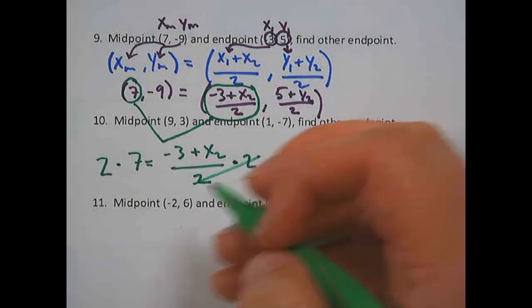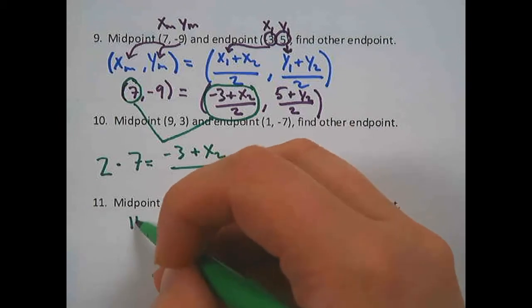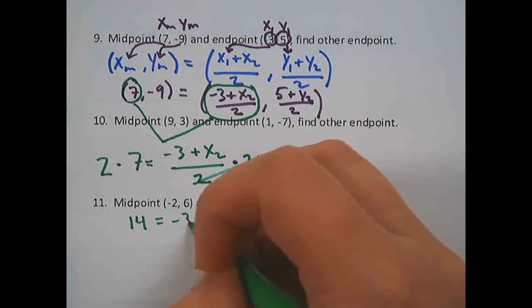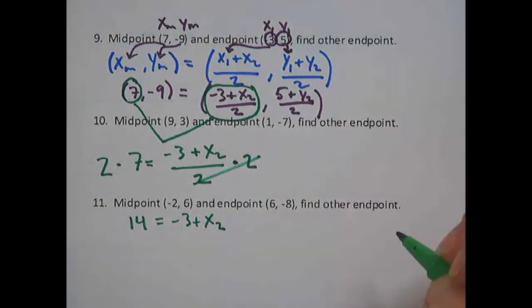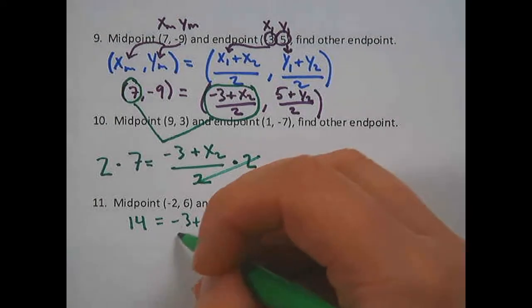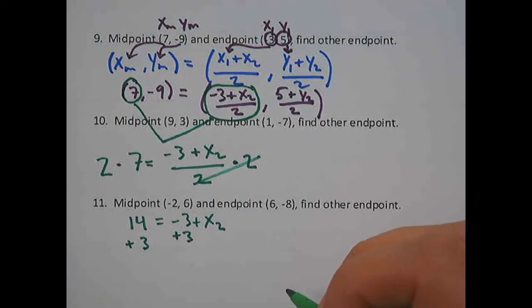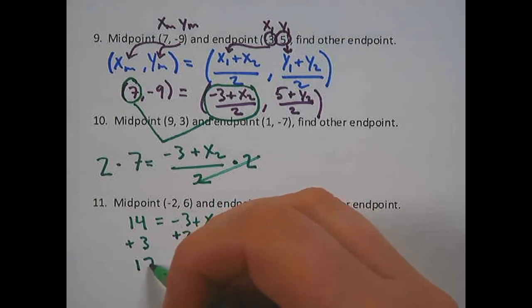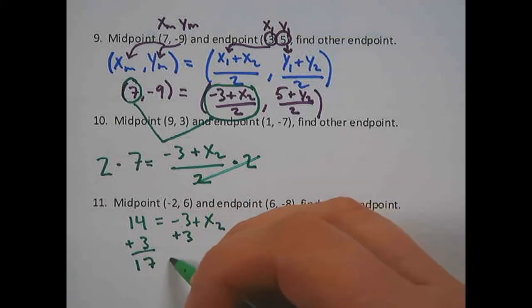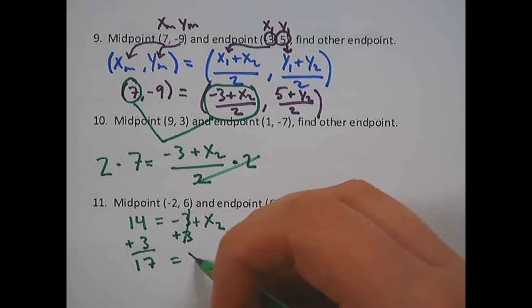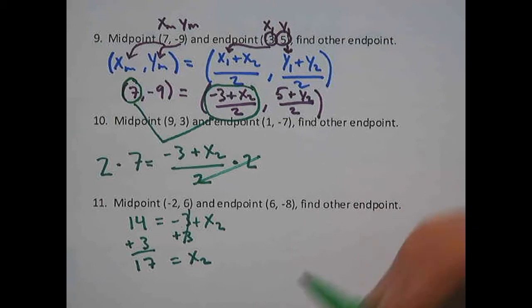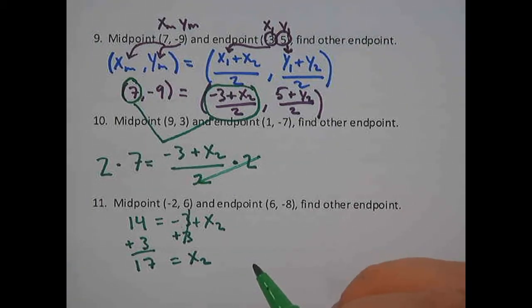2 times 7 is 14. Then I'm going to add 3 to both sides. That gives us 17 equals x2. So now we know the x coordinate of the other endpoint is 17. All right, so we're halfway there. Now we just need to find the y coordinate.